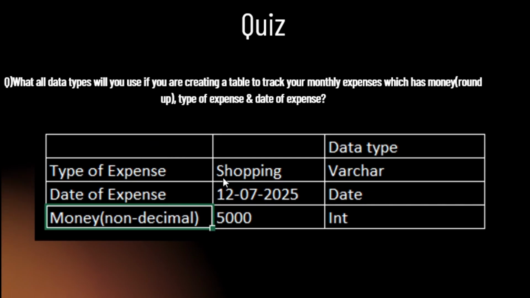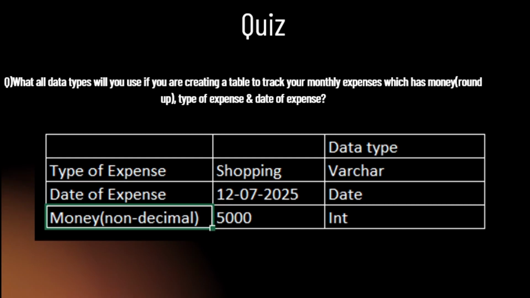So as type of expense is shopping, we will be using data type as variable character. We will be giving a limit of 50 characters, but it can vary, because if one type of expense is shopping, another type of expense is food, the number of characters of food and shopping are different. If you're using character, and you're giving a limit of 10, and food is taking only 4 letters, then the rest of the 6 letters will be empty or will be captured in the form of space. So in order to avoid this extra space in our storage, we are using variable characters here. And date of expense, as it's a date, we will be capturing it as date. And as it is money in a non-decimal format, we'll be capturing it as integer. Hope these data types match with yours.